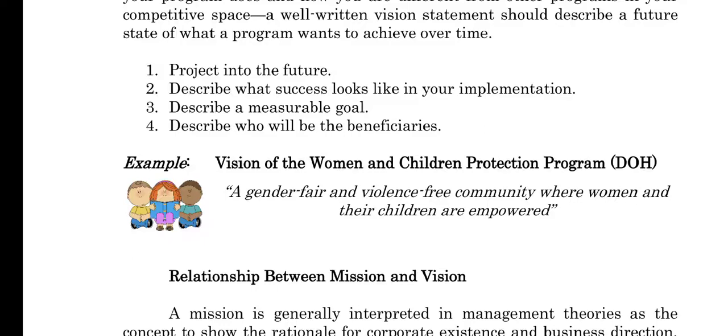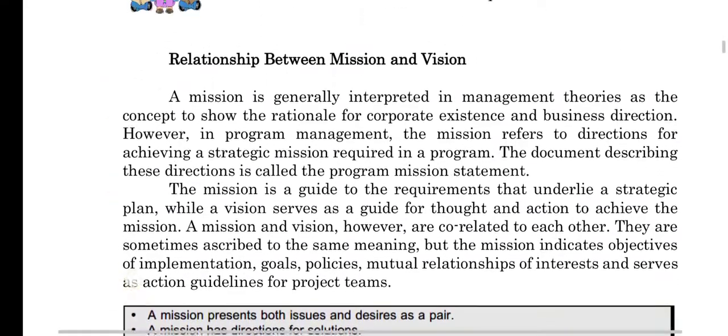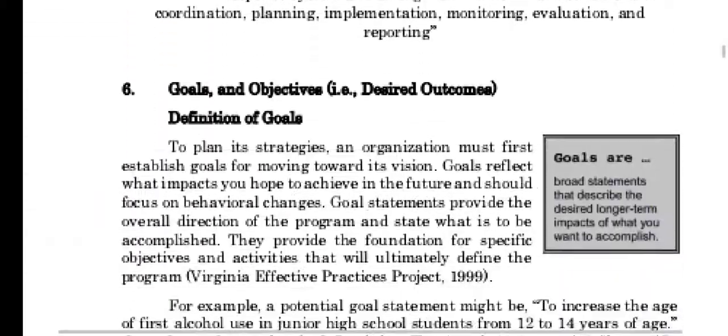Okay, what is the measurable goal? Then children are empowered, women are empowered, gender fair, violence free. So this can be measured quantitatively and qualitatively. How do we measure this? Through a quantitative analysis. Of course, if the number of abuse in women and children drops, then we can say that the program is being successful. Okay? So this is only for additional information, relationship between mission and statement.